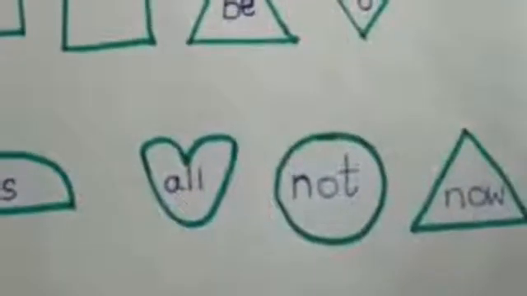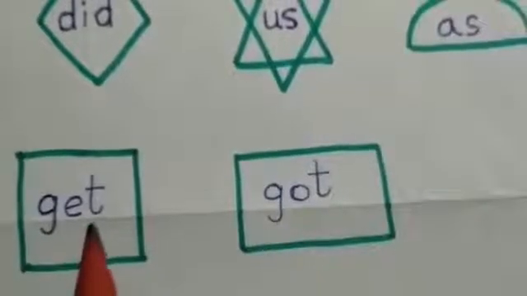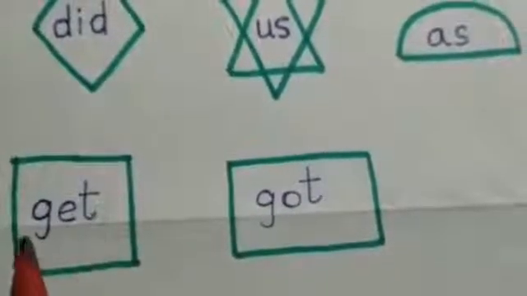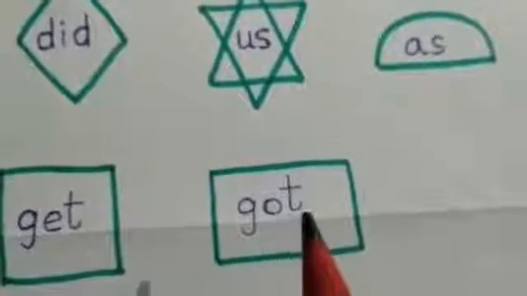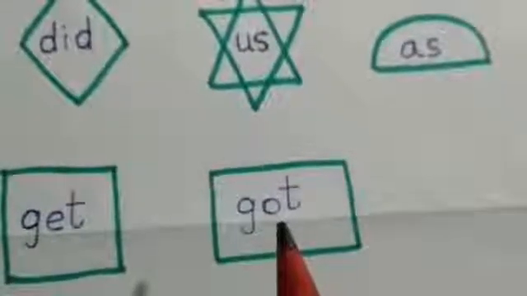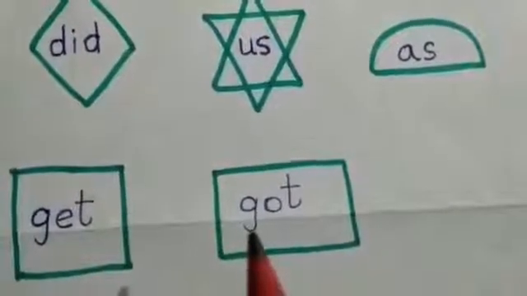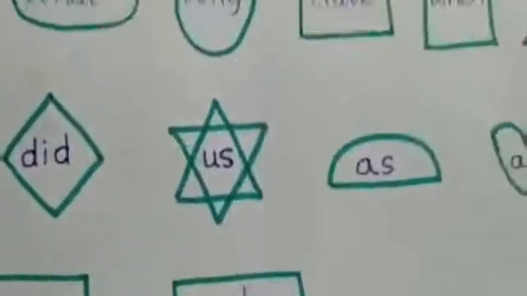Today's two new words are G E T, get. G E T, get. G O T, got. G O T, got. So children, practice all the sight words.